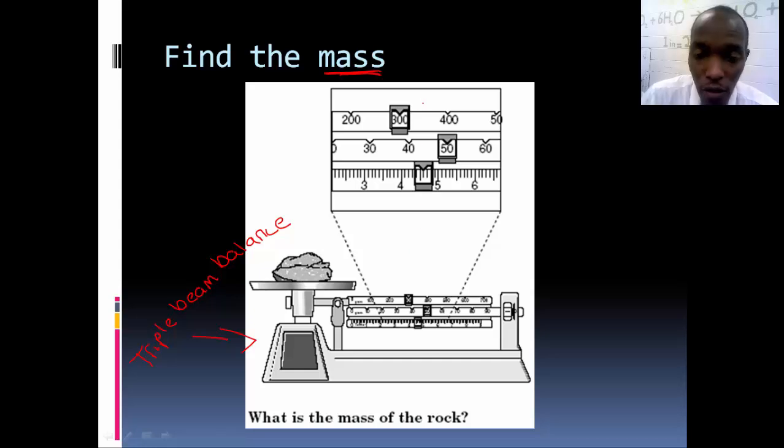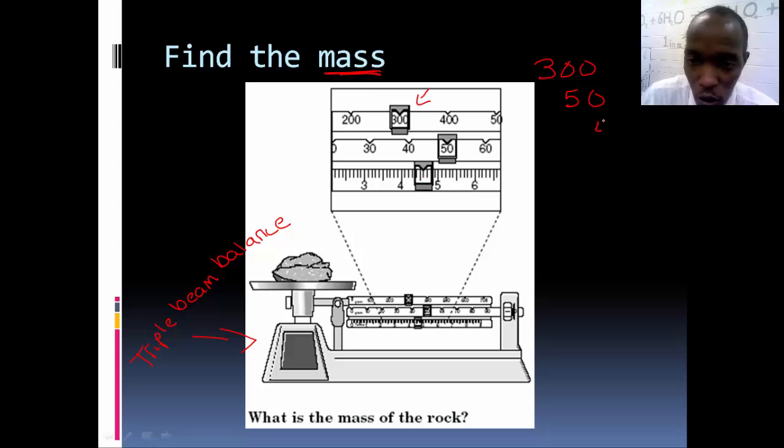Alright, so how we read it is we look at the large number, which is 300. The second number, which is 50. The last number, remember each one is a tenth. So 4.1, 4.2, 4.3, 4.4, 4.5, 4.6.